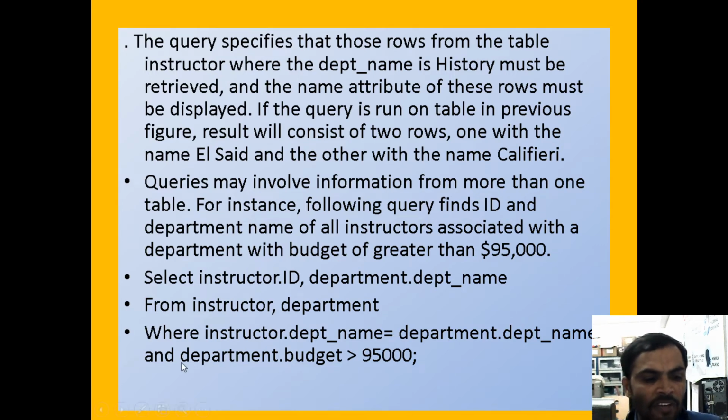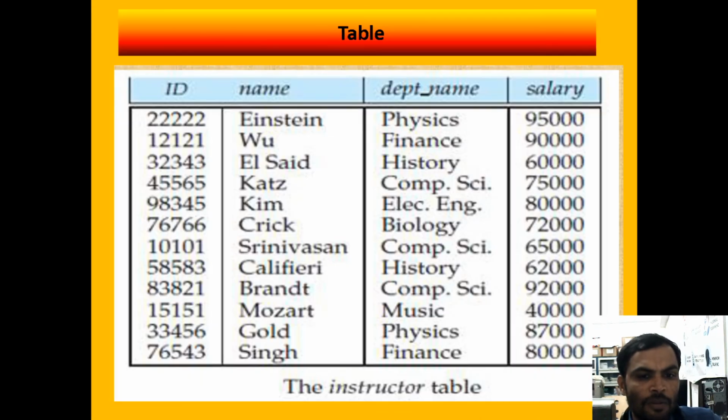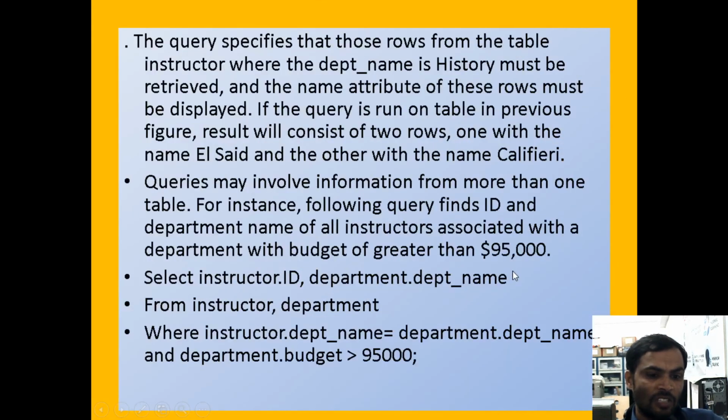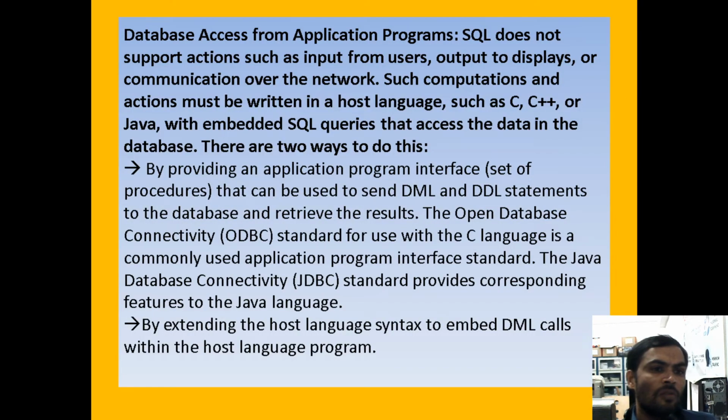Then again we are using the and operator. Then we are finding budget more than $95,000. According to your table, we are finding the employees with salary more than 75,000. Only one record will be retrieved, greater than $95,000.